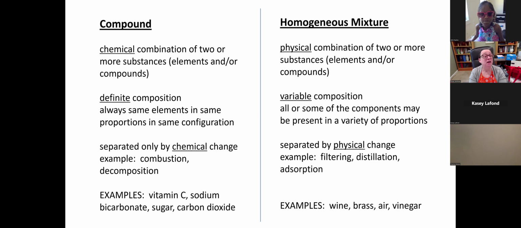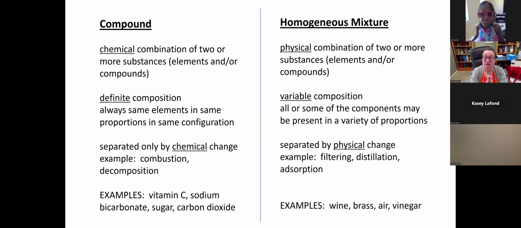Like our coffee and our cream. We're not making anything new out of our coffee and cream. They're not forming a new material. You can still very clearly taste the coffee and very clearly taste the cream. They maintain all their original and unique properties. They're just sharing space in that homogeneous mixture. Versus in a compound, when two things come together and form a new material, new combinations of those atoms and elements and compounds, they're going to have different properties.